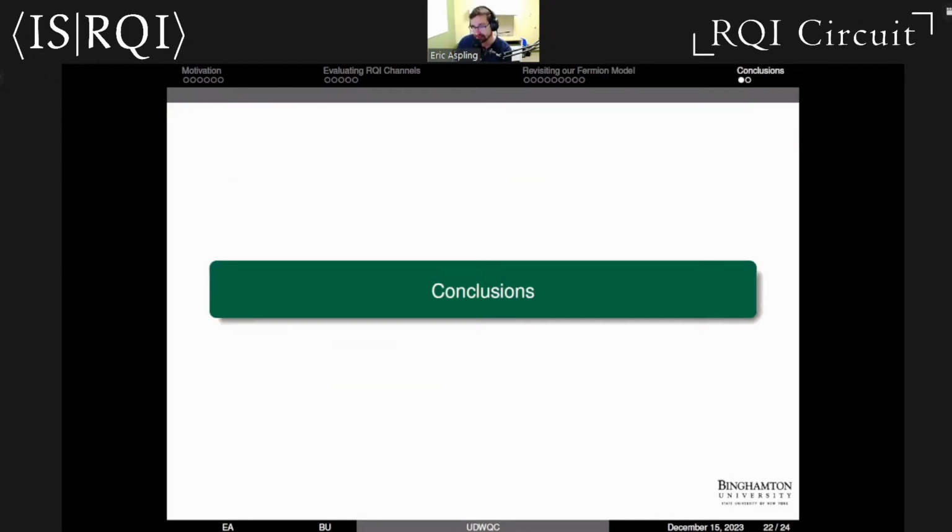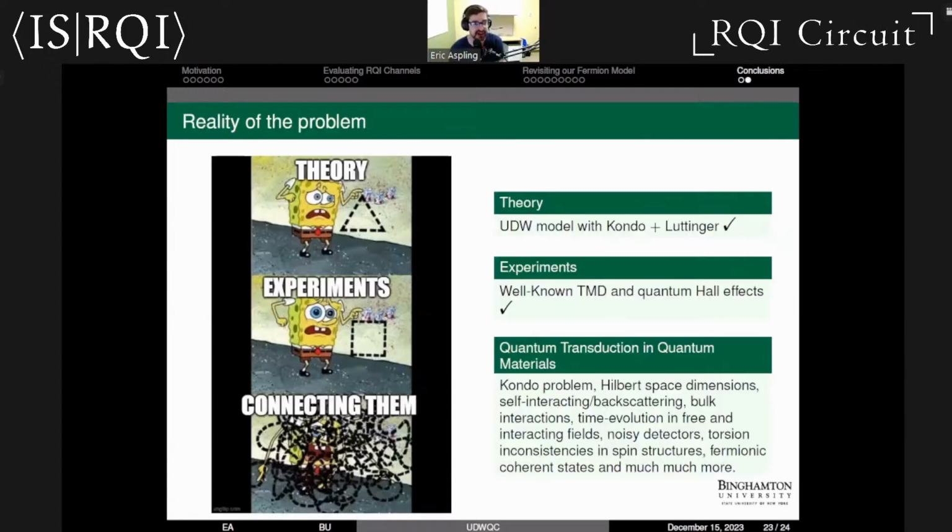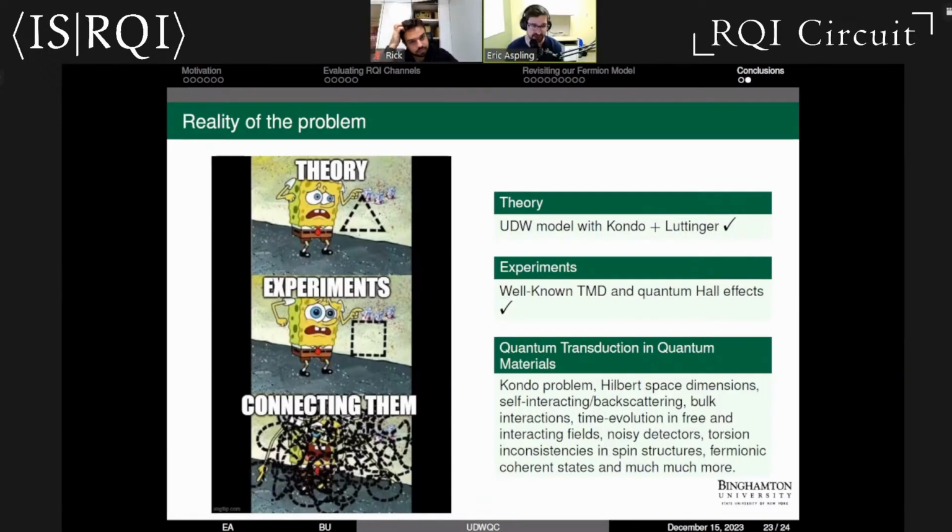So I'm running out of time. I guess my conclusions are, where are we at? And here comes the reality of the problem, right? The theory, we have a UDW model with Kondo and Luttinger liquids. These are all well established. The experiments, well-known TMDs and quantum Hall effects, as Michael showed you. But we're not interested in this, and we're not interested in this. We're interested in this, right? Quantum transduction in quantum materials. That's the goal. And with it comes a lot of issues.